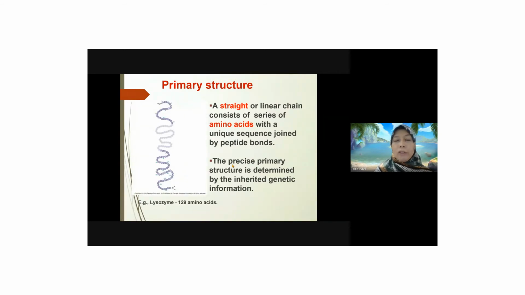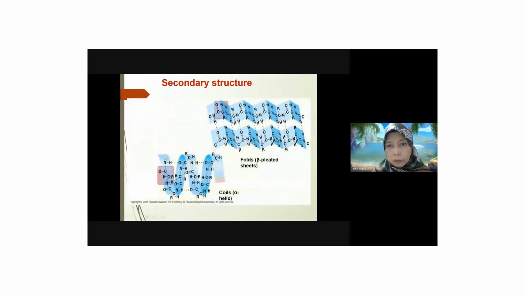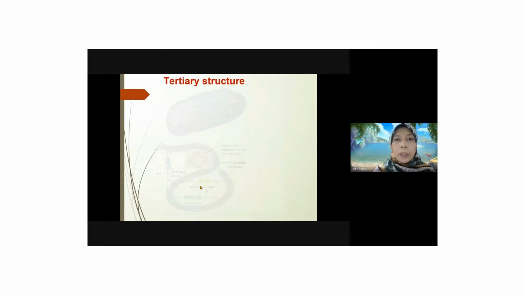Next, the levels of protein. The first one is the primary structure. This is just a straight or linear chain. Example, lysozyme consists of 129 amino acids. The secondary structure is folding or coiling. The folds are known as beta pleated sheets and the coils are the alpha helix. So this is the secondary structure, the second level of protein.